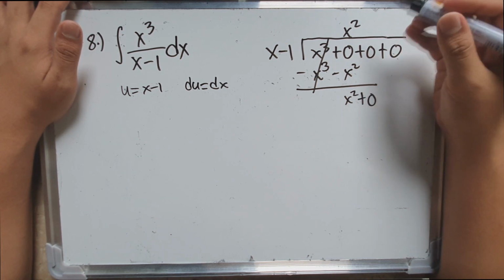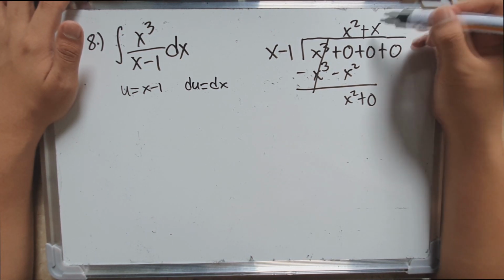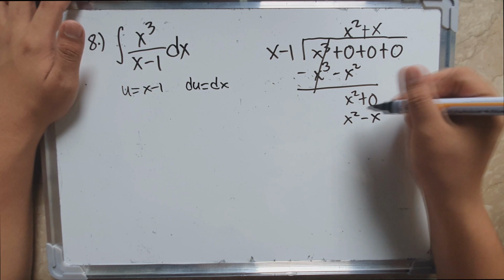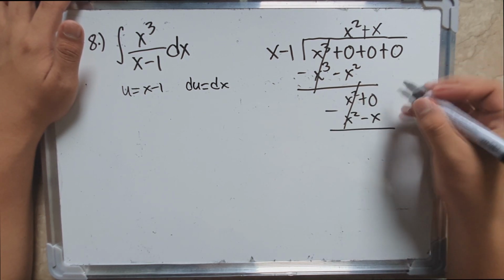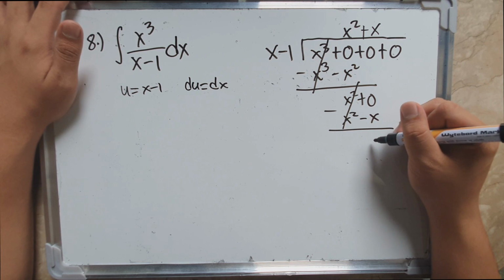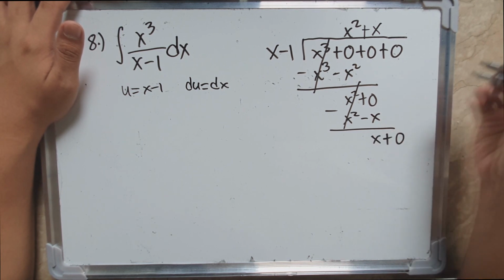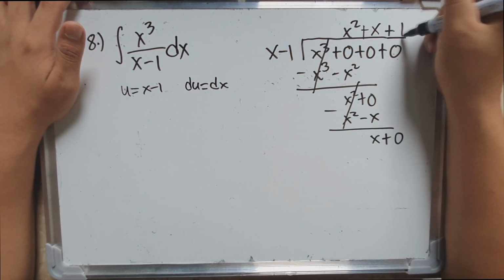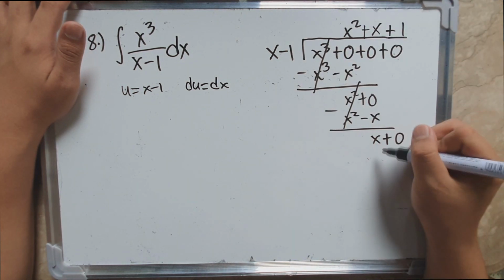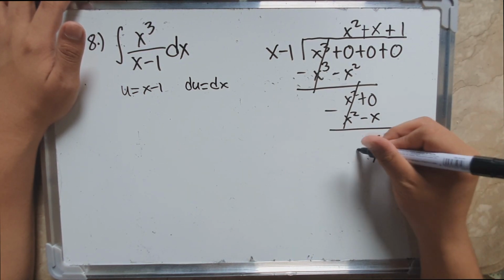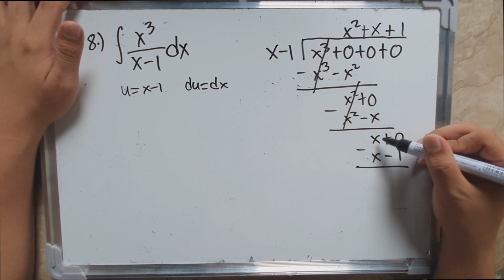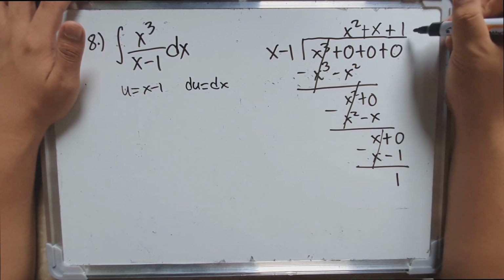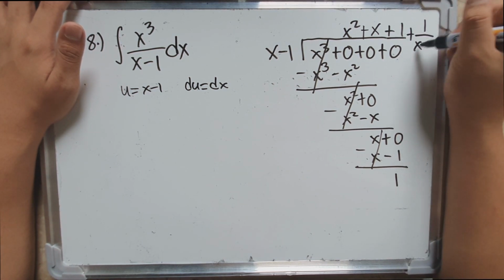To eliminate x squared, let's multiply by x. x times x, we have x squared minus x, subtract, we could cancel this one, we have a result of positive x, bring down 0, and to eliminate x, we will be needing 1. Plus 1, we now have x minus 1, subtract, we would cancel this one, and we have no result of 1. A remainder of 1 whole over x minus 1.